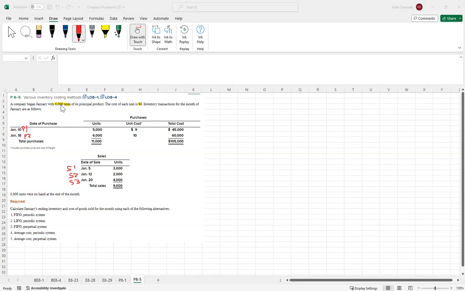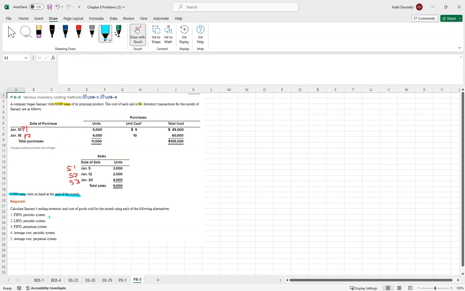So we began with 6, we bought 11. We were at 17, our max capacity. 9 of that we sold, which means 8 of it we kept. That lines up with this bottom number, 8,000 units we kept at the end of the month, our ending inventory.